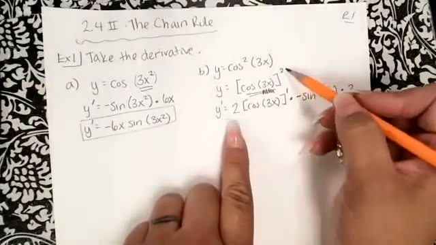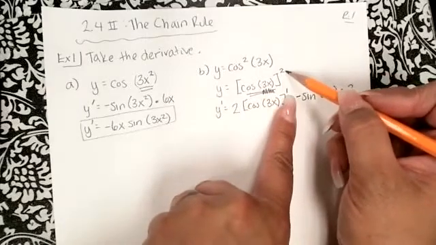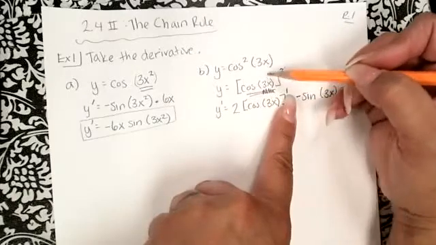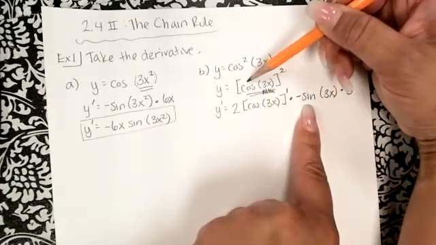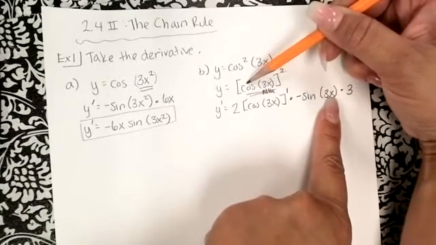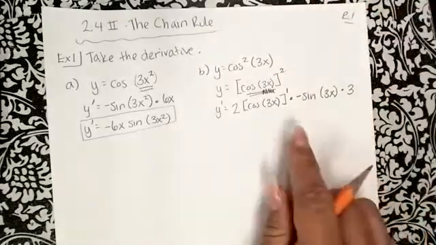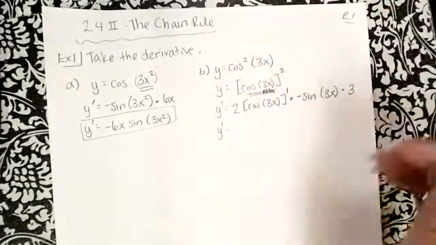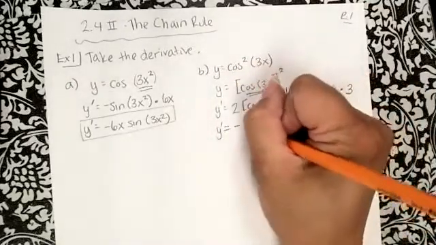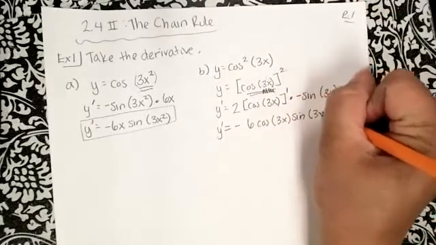So once again, what I did was I started on the outside. I brought the 2 out to the front, kept the whole inside the same, decreased the power. Now that I took care of the 2, I'm going to move on to the inside. Well, guess what? You're stuck doing the chain rule again. The derivative of cosine is a negative sine of 3x because you keep the argument the same. And now that you took the derivative of cosine, I have to take the derivative of the argument, and the derivative of the argument is going to be a 3. So right here, when I clean it up, I'm left with a negative, and then 2 times 3 is going to be a 6, and then I have a cosine of 3x and a sine of 3x.